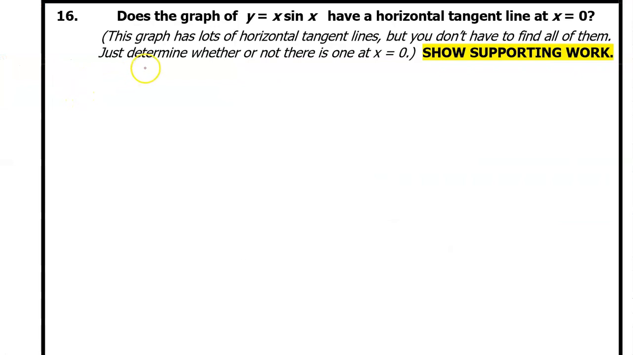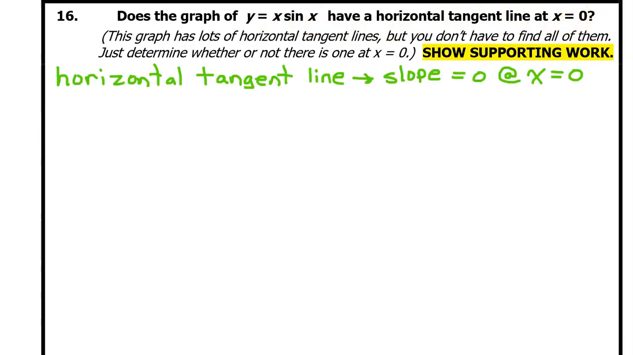Number 16, last question. Does the graph of y equals x sine x have a horizontal tangent line at x equals 0? A horizontal tangent line at x equals 0 implies that the slope is equal to 0 at x equals 0. So let's find the derivative y prime, which will tell us the slope at any x value. And then we can check and see if the slope at x equals 0 is indeed 0.